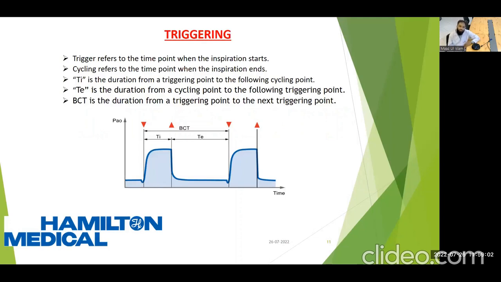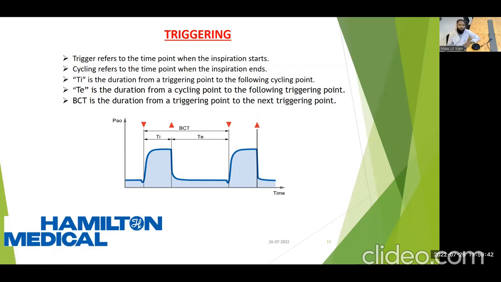So trigger refers to the time point when the inspiration starts. Here again, we have one complete breath, BCT. At this point we start inspiration, and at this point the inspiration ends. From this point expiration starts, and at this point expiration ends. So the time point where the inspiration starts is known as trigger, and this type of triangle is the symbol of trigger.